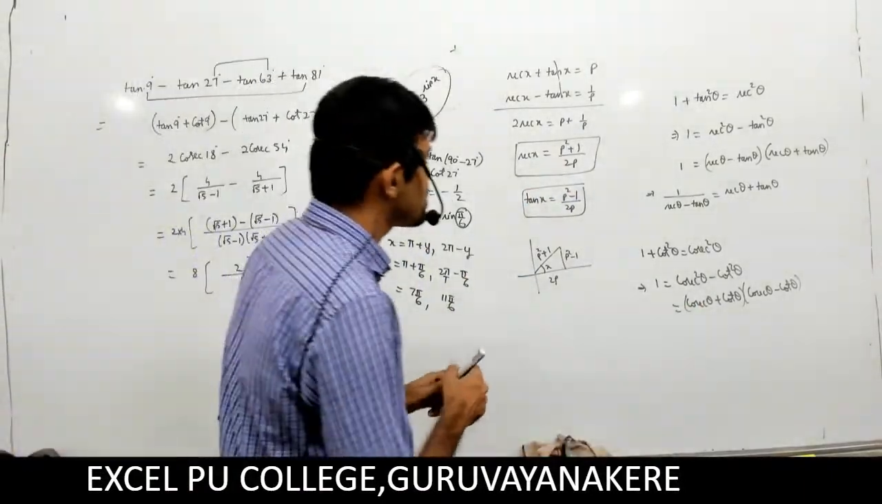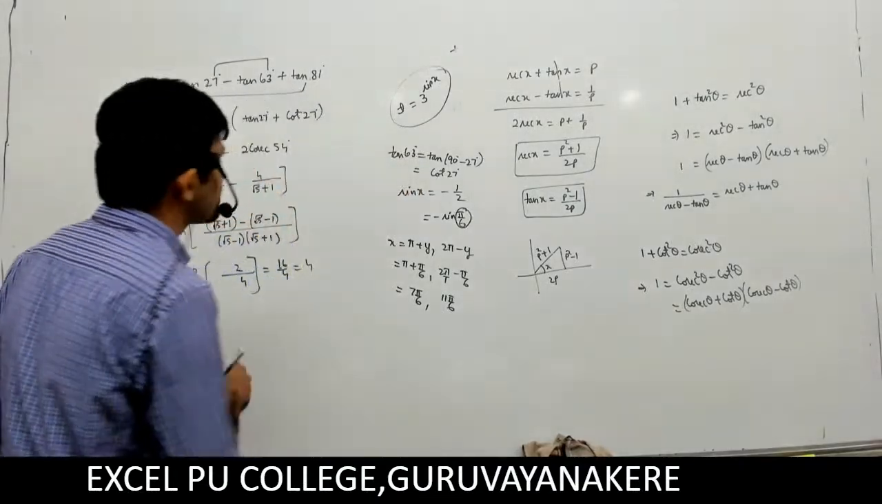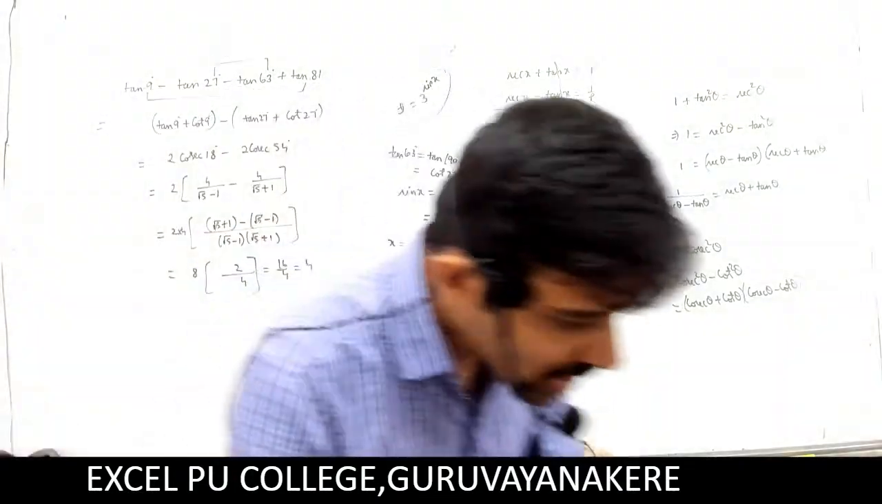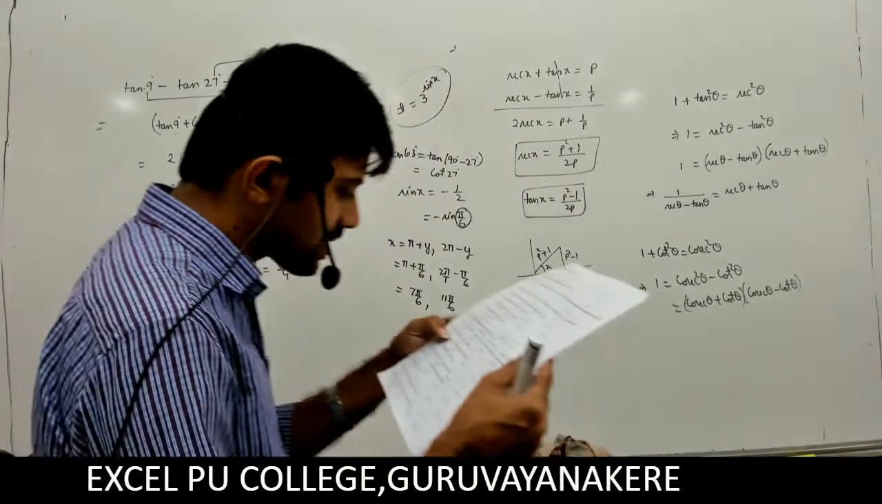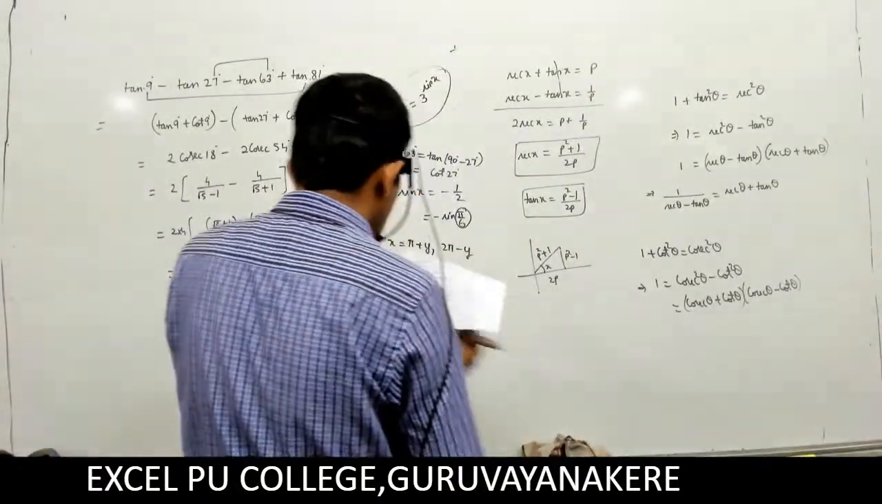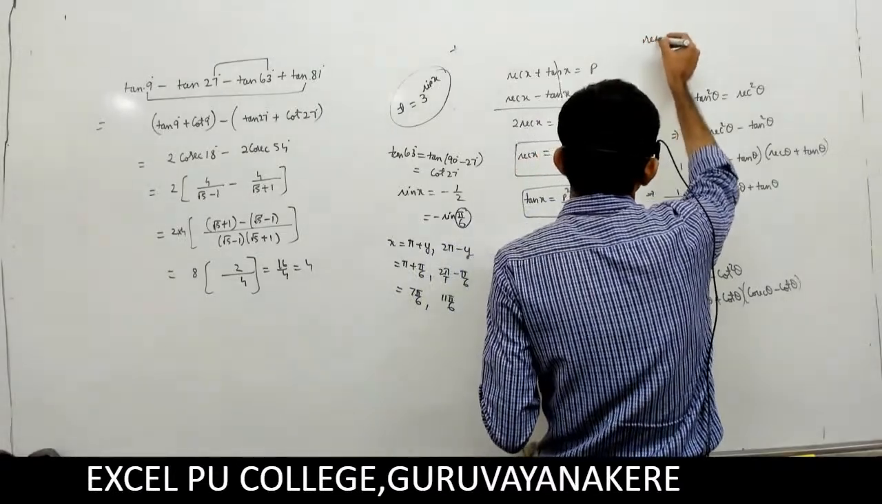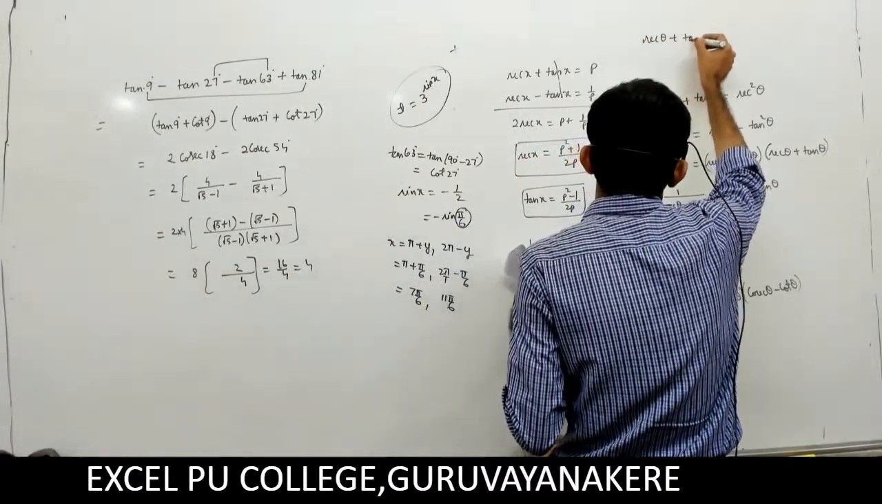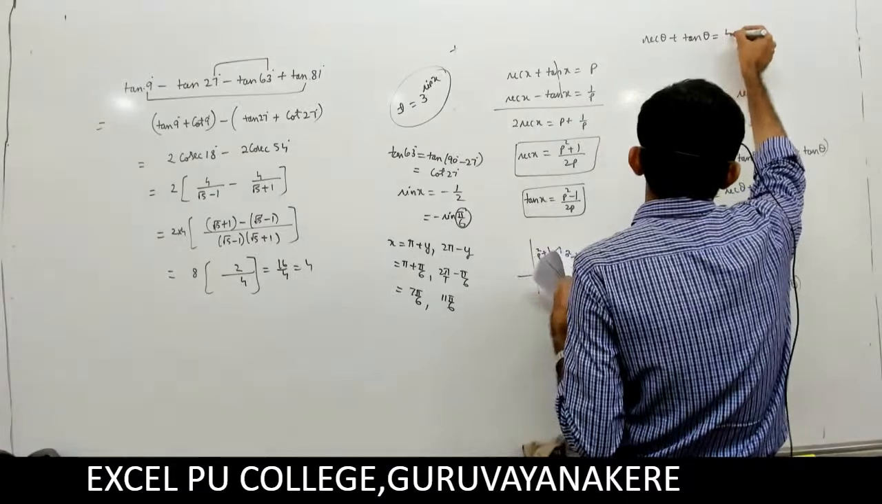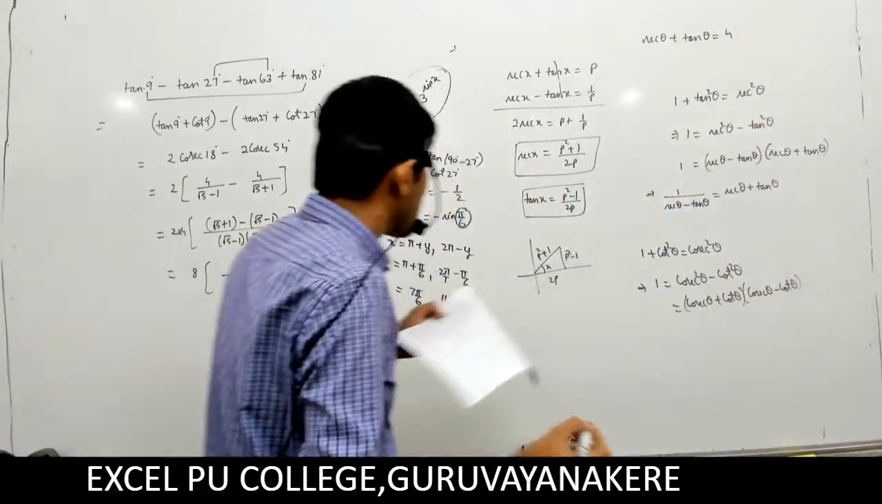If you know the value of one trigonometric function, you can write the values of all the remaining 5 trigonometric functions. Because in this question, what is given? Secant theta plus tan theta is equal to 4 is given. We need to find sin theta.